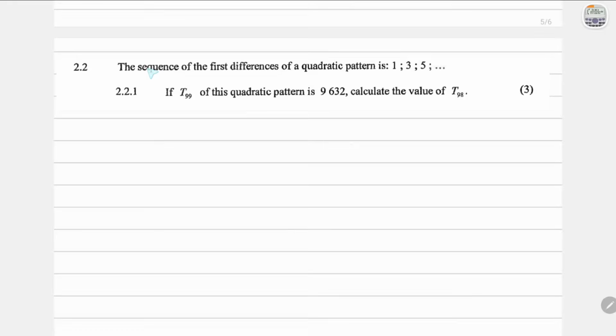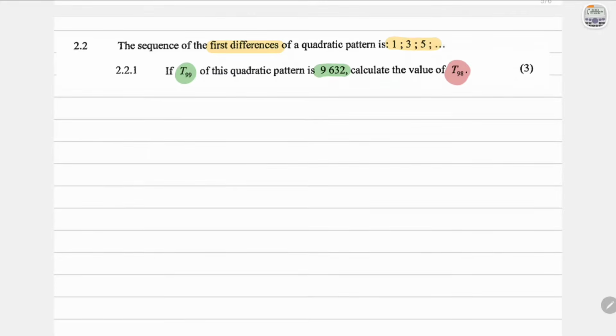Okay, we are on question 2.2 and it says, the sequence of the first differences of a quadratic pattern is 1, 3, and 5. So that's the first differences specifically of a quadratic pattern. And then they say if term 99 of this quadratic pattern is 9,632, calculate the value of term 98.